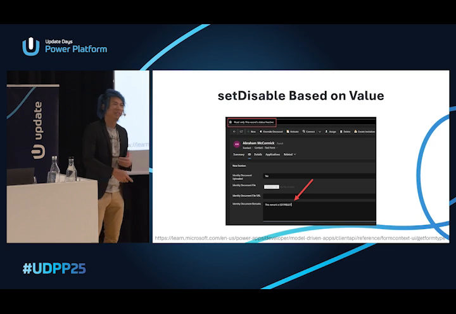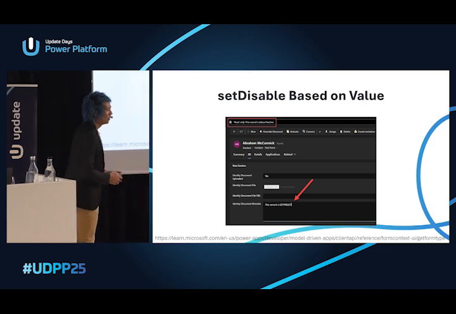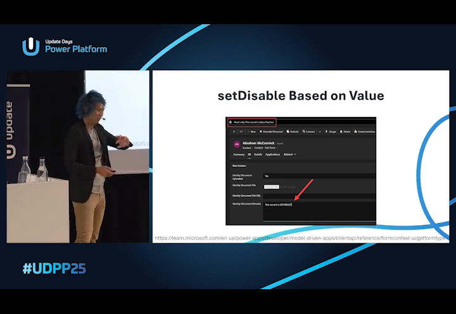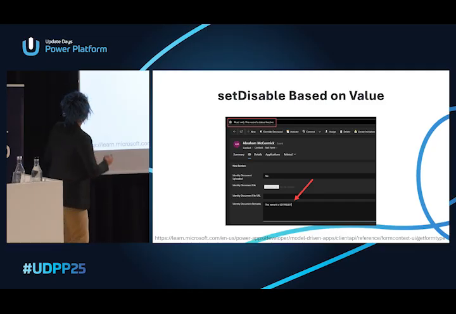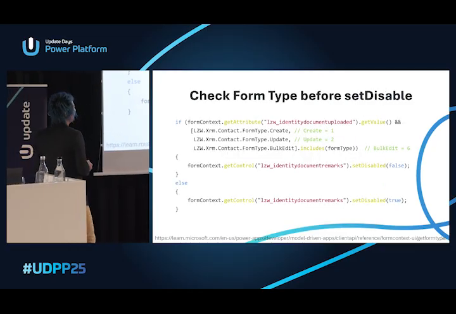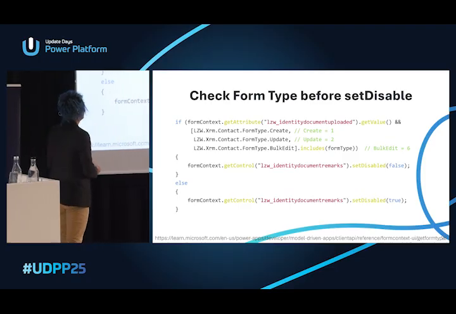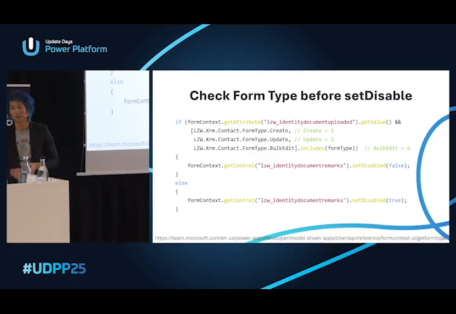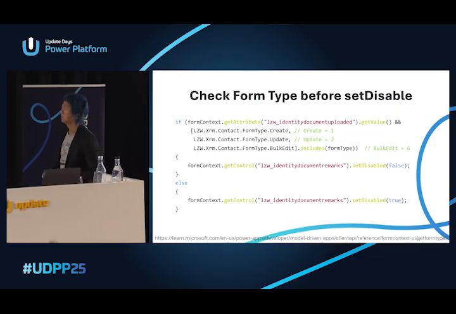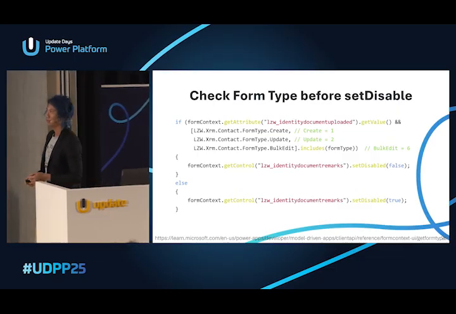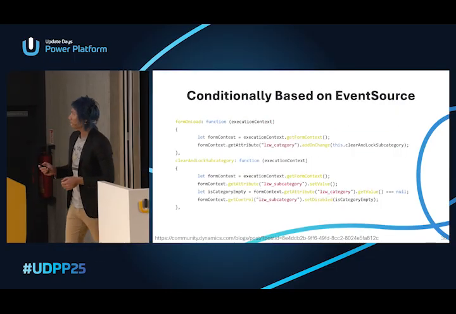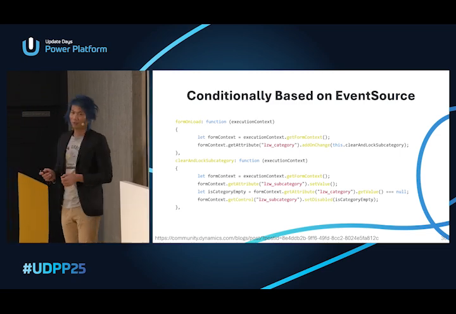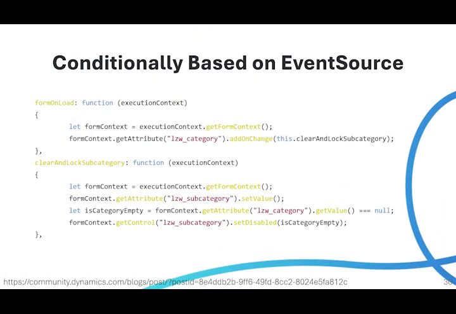So now you have an additional check you need to do in your scripts that enable or disable the fields. You need to make sure the form type, if it is a create, update, bulk edit, only then you enable the field. Otherwise, you just disable. So that is disabled in those read-only forms and other deactivated forms. This is where you conditionally check based on the event source.